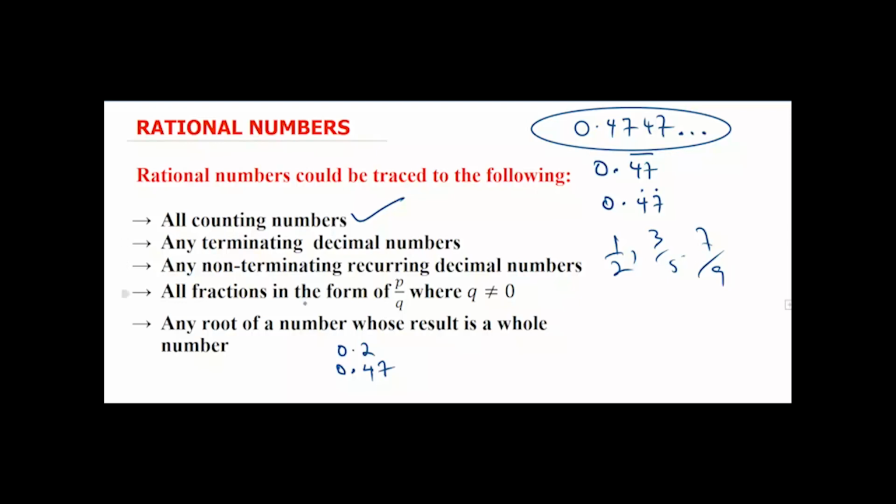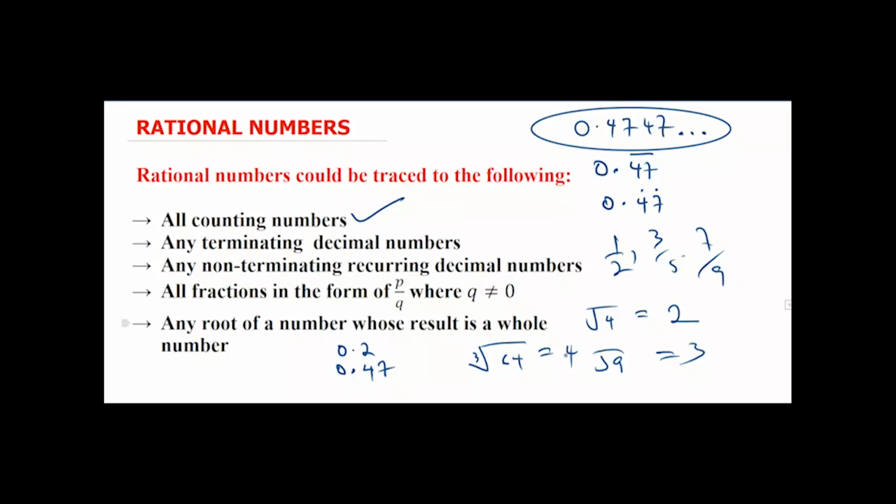And the last one there is any root of a number whose result is a whole number. So if you have the square root of any number, let's say the square root of 4, if the answer is a whole number 2, then that means the square root of 4 is a rational number. If you have the square root of 9, it gives you 3. If you have the cube root of 64, it will give you 4. So any root that gives you a whole number is a rational number.